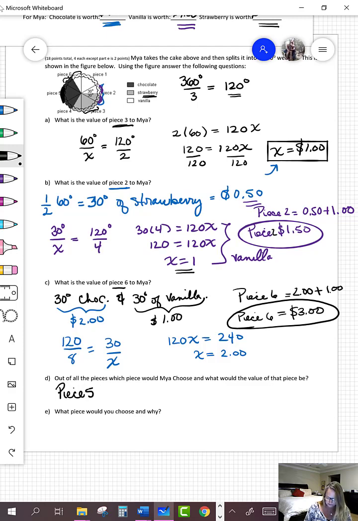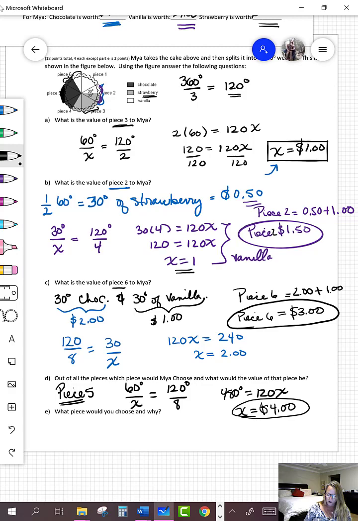Well, that's 60 degrees. 60 degrees of chocolate is worth how much? Well, we know 120 degrees of chocolate is worth $8. And so if we do our cross multiplication again, we get 60 times 8 is 480, which is equal to 120x. Divide by 120, and we get that x is equal to 4. So she would value piece 5 at $4.